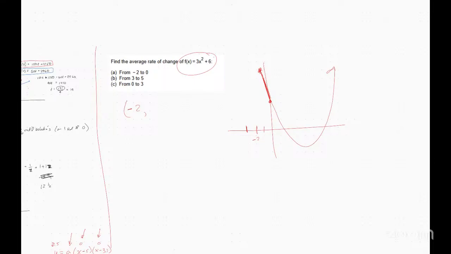And 0 comma 6, right? So the average rate of change between those is the slope. This is the slope. So 18 minus 6 over -2 minus 0, which is 12 over -2, which is -6. So that's your average rate of change.